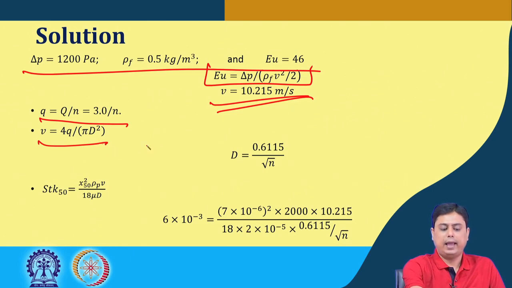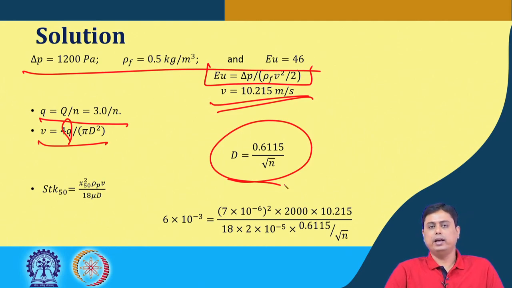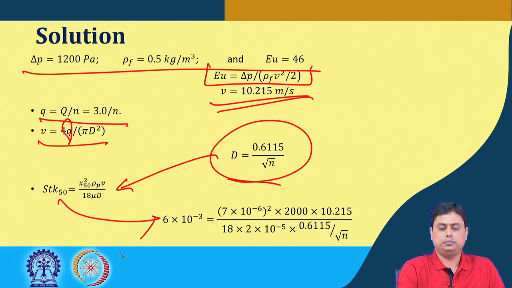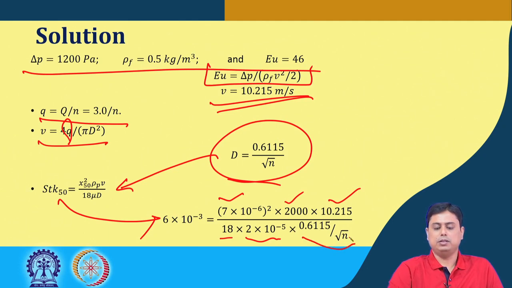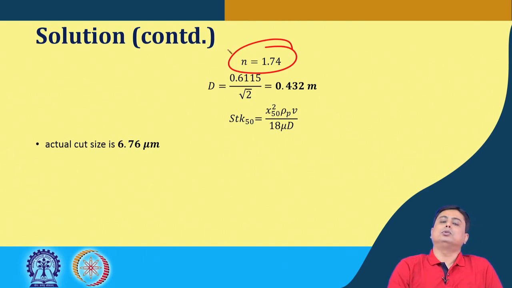From V and Q, we can calculate the required diameter in terms of n. We put it in the Stokes number to find the value of n, because the Stokes number is known. So, here this is the cut size, particle density, characteristic velocity, 18 mu diameter. This gives us the value of n as 1.74, which means we need 2 cyclones.